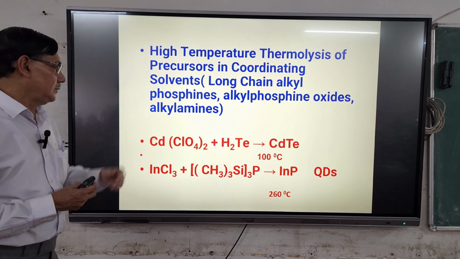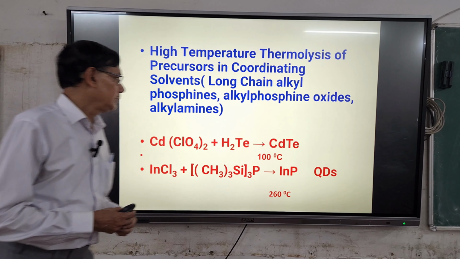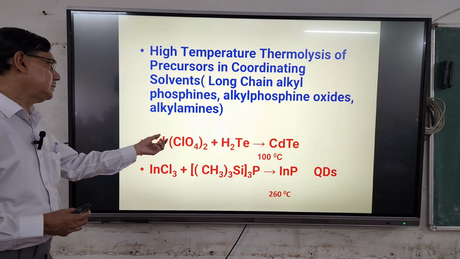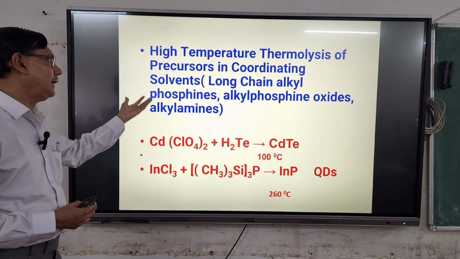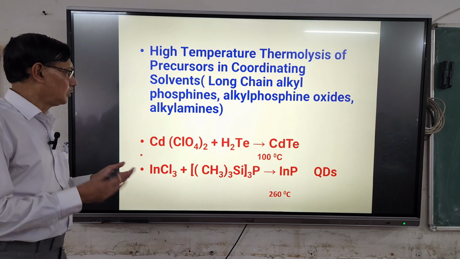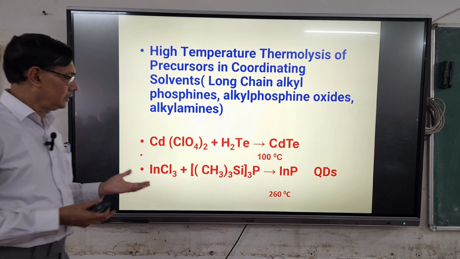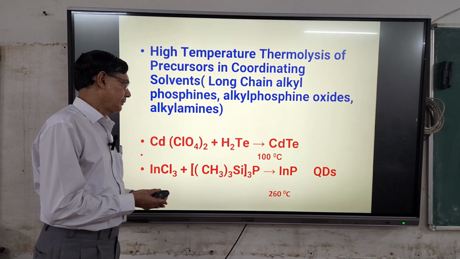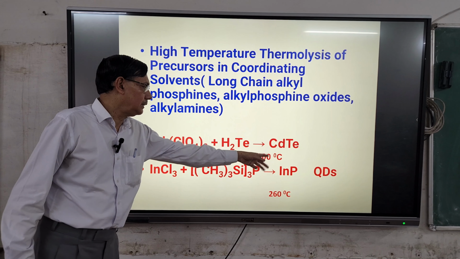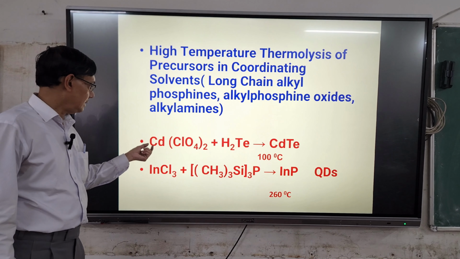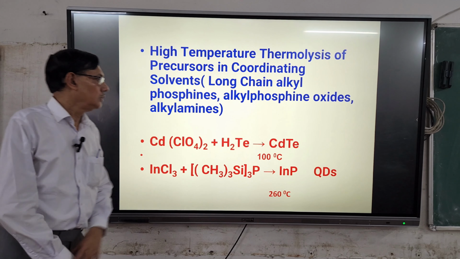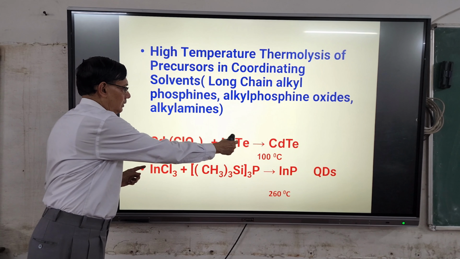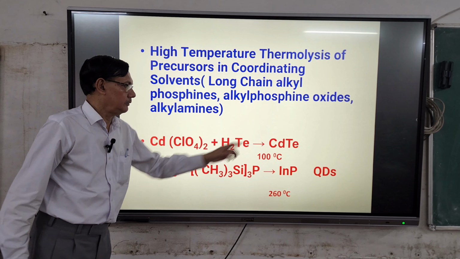Now I am coming to another that is also very important, CdTe. It is also very simple: high temperature thermolysis of precursor in coordinating solvents. Again, the same type of solvent, long chain alkyl phosphines like TOP and TOPO. But you see, there is a variation in temperature. If I want to prepare CdTe, only 100 degrees temperature is enough. Cadmium perchlorate reacts with H2Te. Again two precursors, one is tellurium and another is cadmium, so that can be formed.